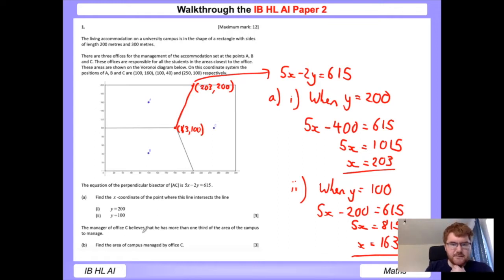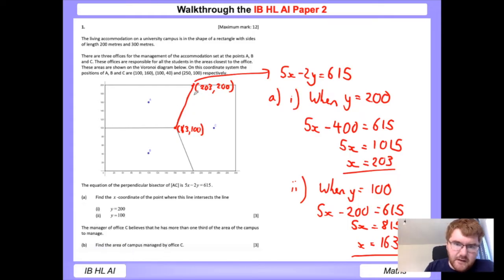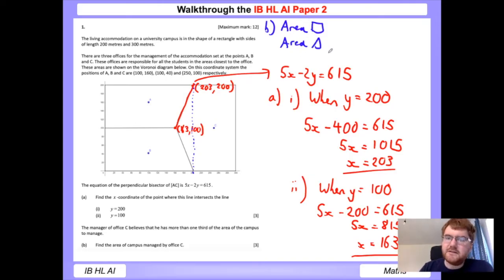Right, the manager in Office C believes that he has more than 1/3 of the area of the campus to manage. We need to find the area of the campus managed by Office C. So the way I would go about doing this is split this into two shapes. Let's get my blue pen out. So I think I would split this down here, like so. So essentially we need to find the area of the rectangle, the area of this triangle that I've just now made, and then add those together.